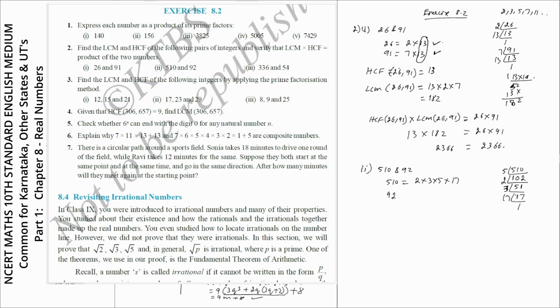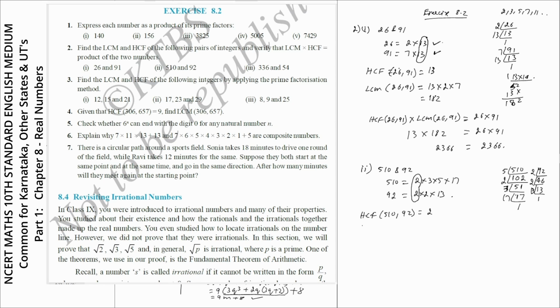Now 92, I can divide by 2. 2 fours are 8, 2 sixes are 12. Then 2 ones are 2, 2 threes are 6, 13 ones are 13. So this I can write as 2 into 2 into 13. Now for the highest common factor, which is common here? Only 2 is common, no other factors are common. So HCF of these two numbers is equal to 2.